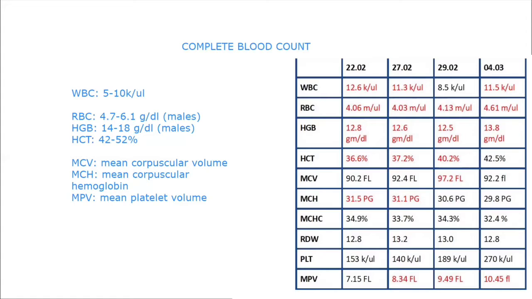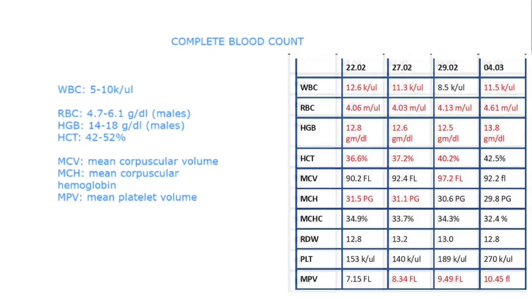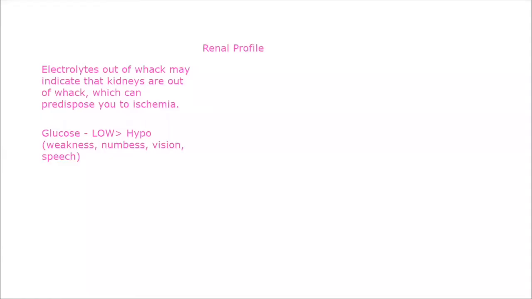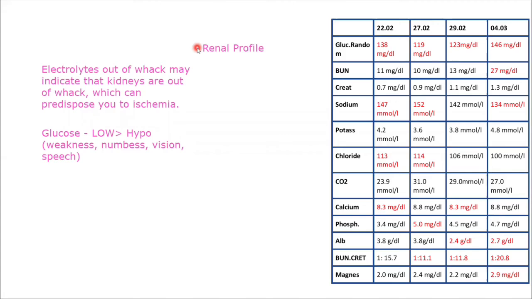Now going back to MCV, the normal is 80 to 96 femtoliters. With MCH, the normal is 27 to 31. So all of these complete blood count areas are important to analyze in any patient. Now let's see what Mr. KH's renal profile looks like. I will insert his labs right here.